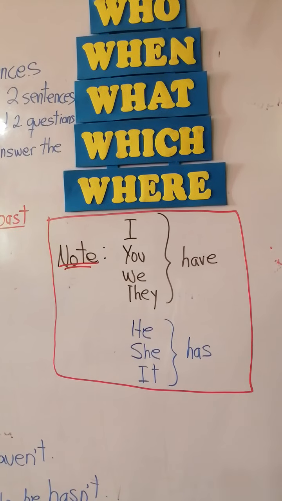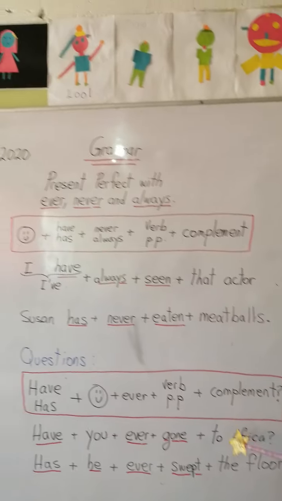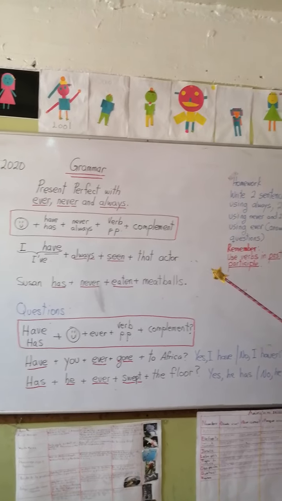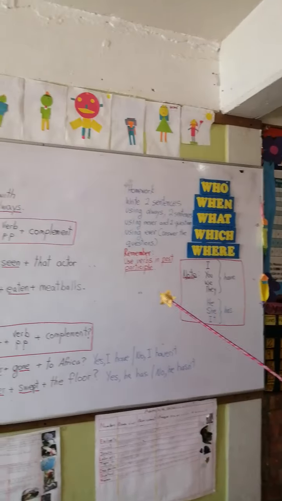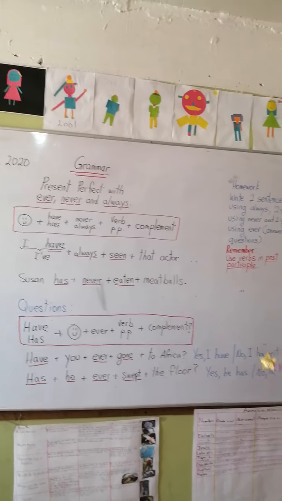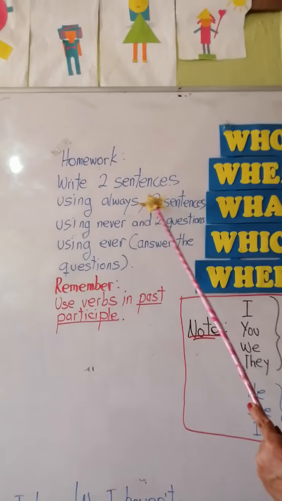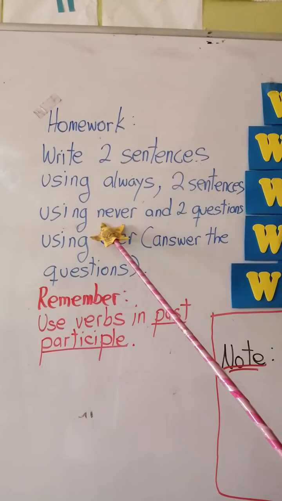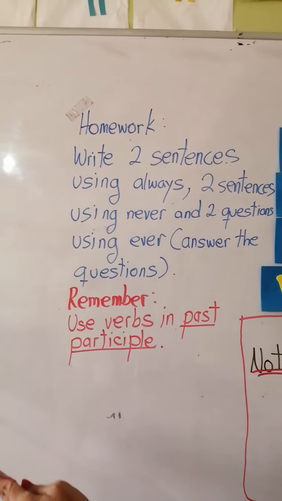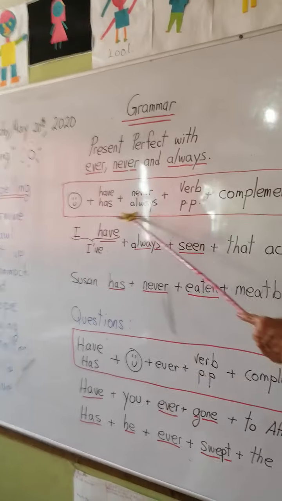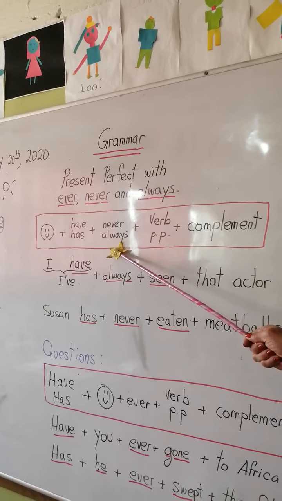Okay? Well, we are going to do something, kids. We are going to continue practicing this next class too. But first, I'm going to tell you what you are going to do for homework. You are going to write 2 sentences using always and 2 sentences using never, like these 2 examples. You are going to write 2 sentences with this formula, using never and using always.